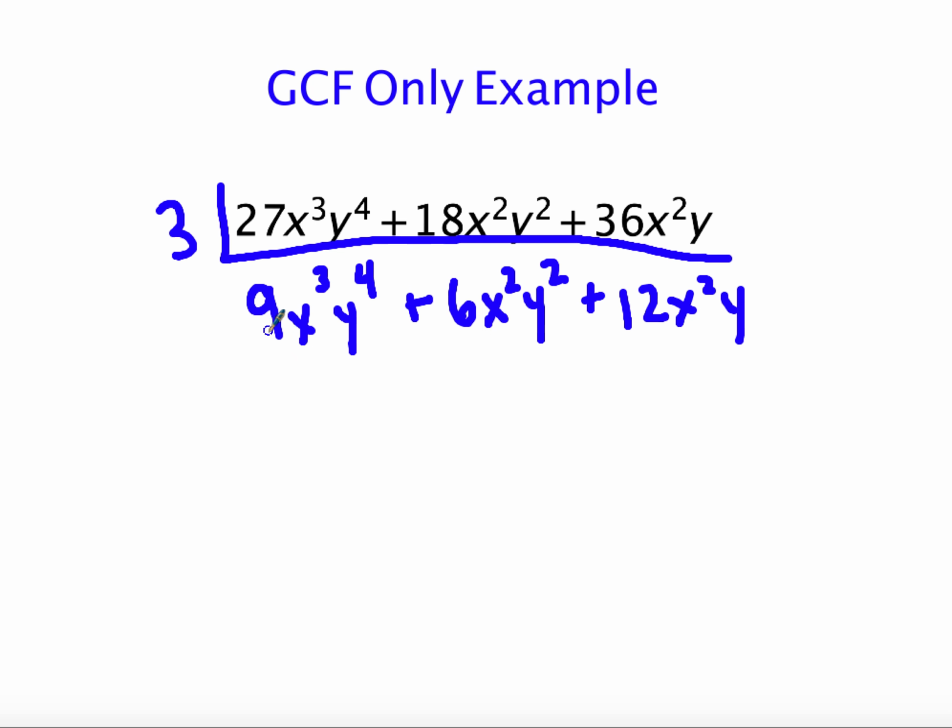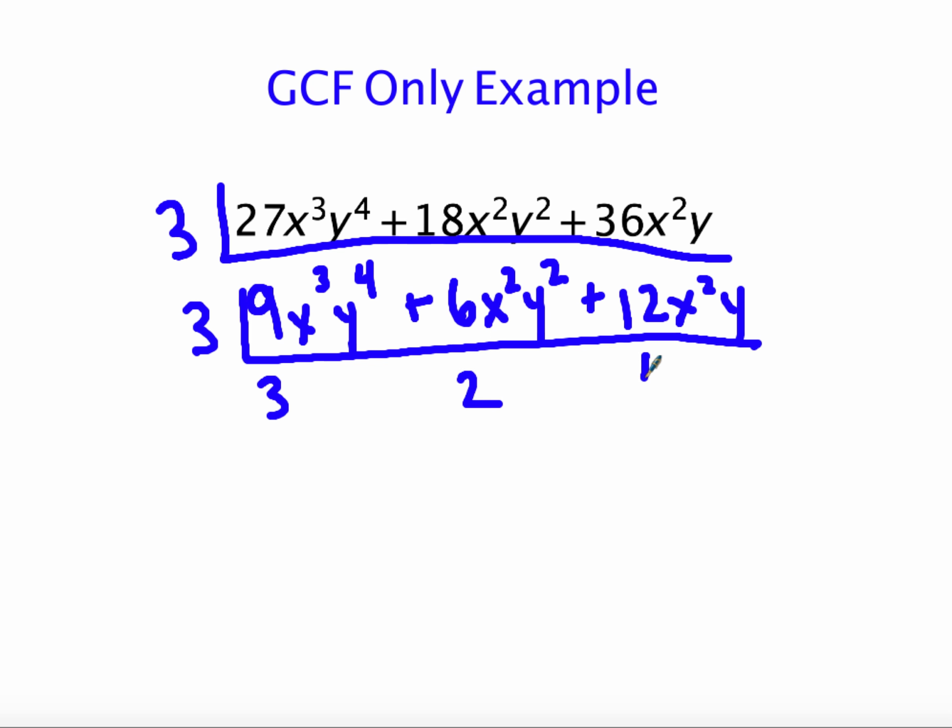Now you'll notice that the coefficients 9, 6, and 12 still share a common factor, which is 3. 9 is divisible by 3, 6 is divisible by 3, and 12 is also divisible by 3, with the variable factors not being changed. 6x squared y squared divided by 3 is just 2x squared y squared, and then 12x squared y divided by 3 is 4x squared y. We are done with the coefficients. 3, 2, and 4 do not share a factor other than 1.